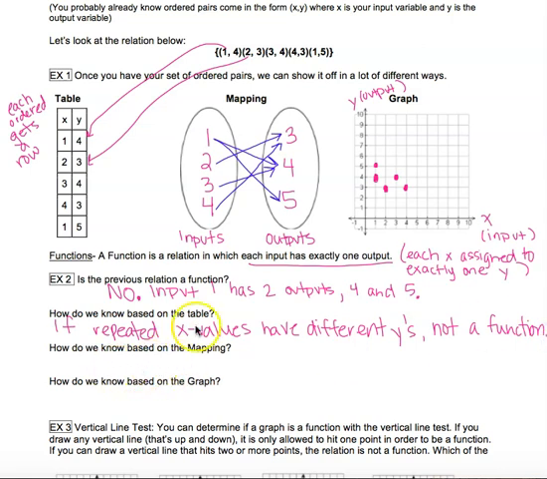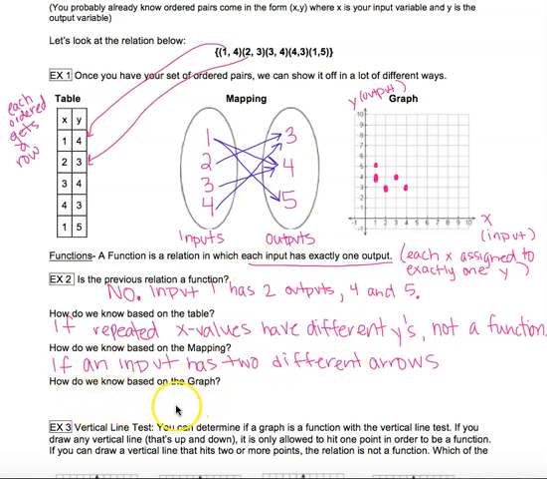Based on the mapping, we can tell by if an input has 2 different arrows. Because here, inputs 2, 3, and 4, there's nothing wrong with them. They're all going to just one place. But input 1 is going to both 4 and 5 in the output table.